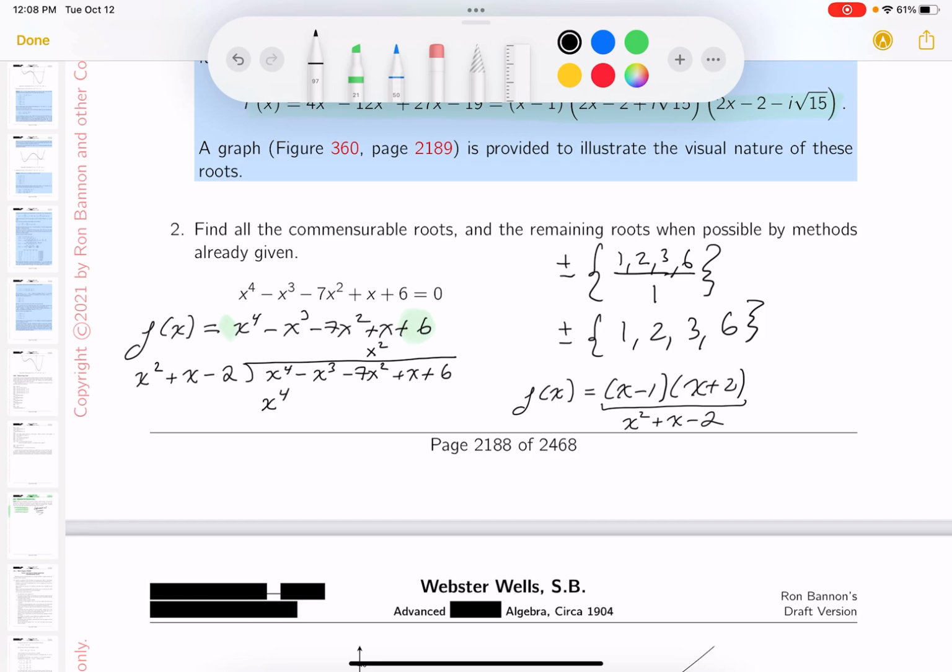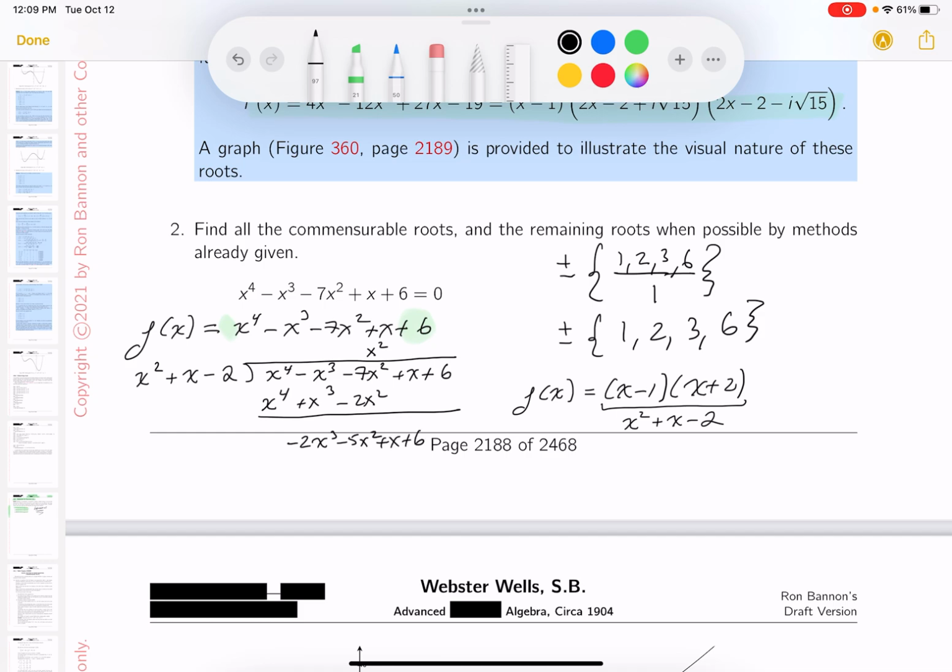Let's see. It's going to be x cubed, right? And then what do you get? Minus 2x squared. I'm going to subtract. And let's see, you get minus 2x cubed minus 5x squared plus x plus 6.